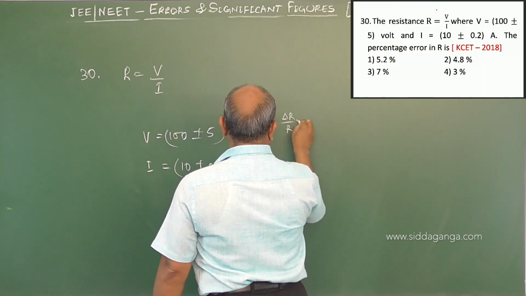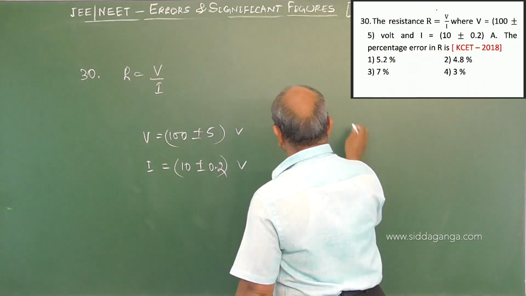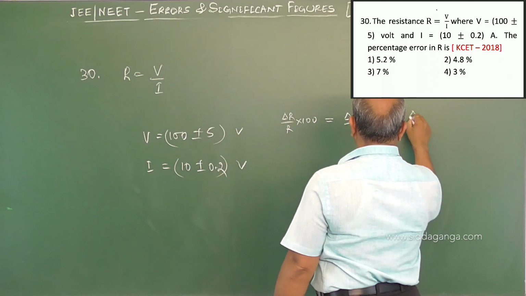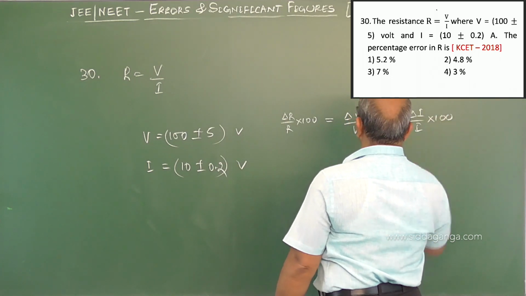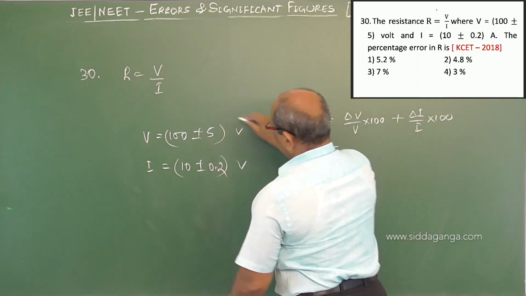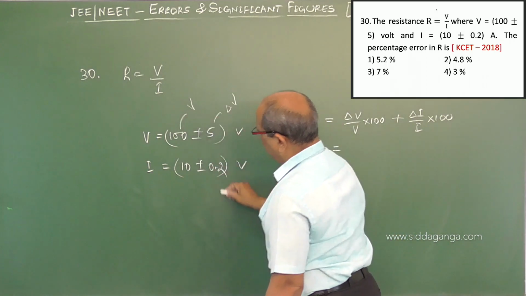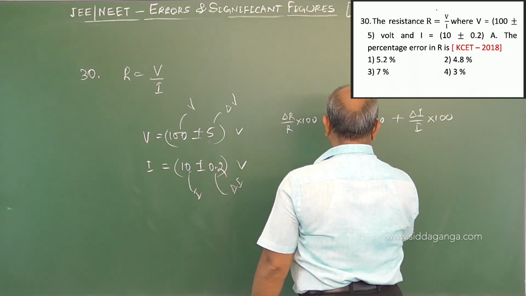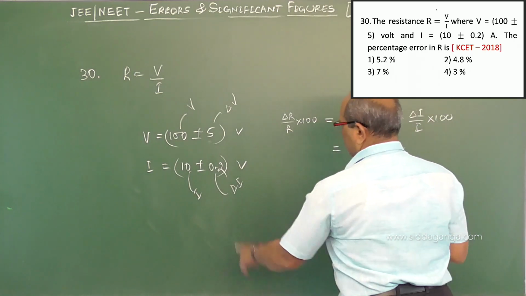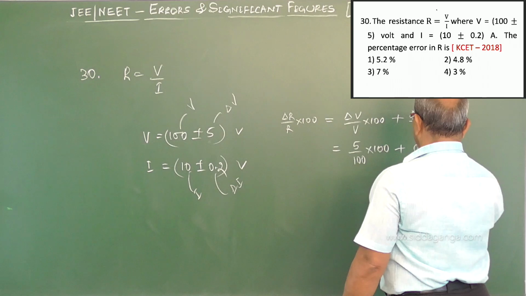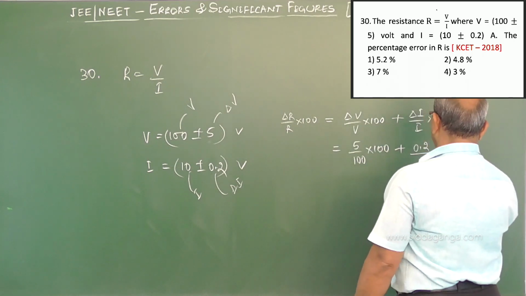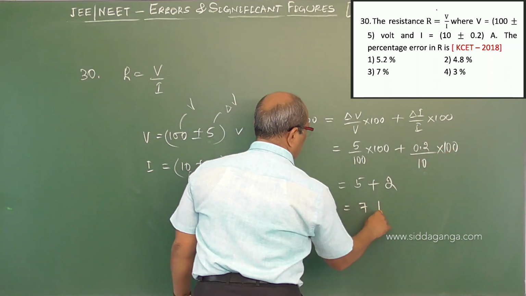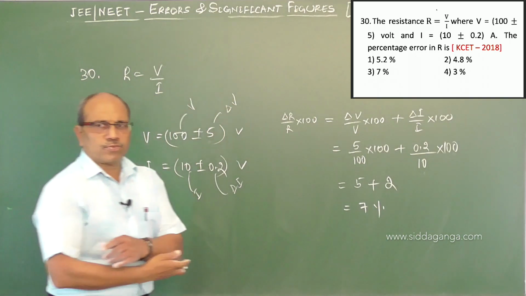Delta R by R into 100 is the percentage error. It equals delta V by V into 100 plus delta I by I into 100. This is delta V and this is V. Here it is delta I and it is I. So 5 by 100 into 100 plus 0.2 by 10 into 100. This becomes 5 and this becomes 2. Answer is 7%, option number 3.